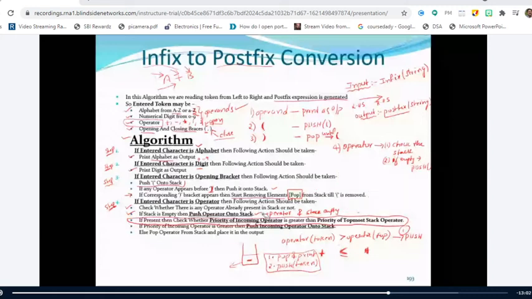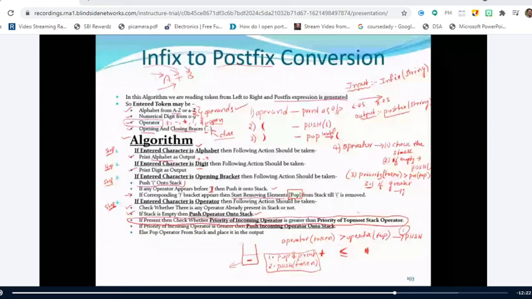We need to check the priority of the operator. So if the stack is not empty, you have to compare the priority of the token with the priority of the top element. Right. If the priority of the token is greater than the priority of the top element, what do you have to do? Greater means the greater priority element can be placed on top of the stack. Therefore, you have to perform a push operation.